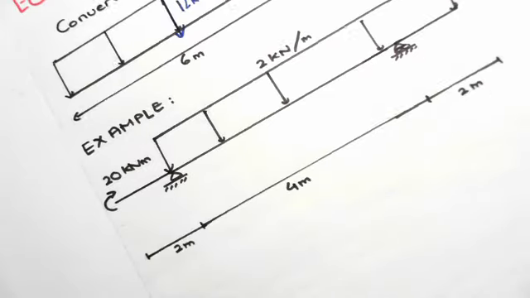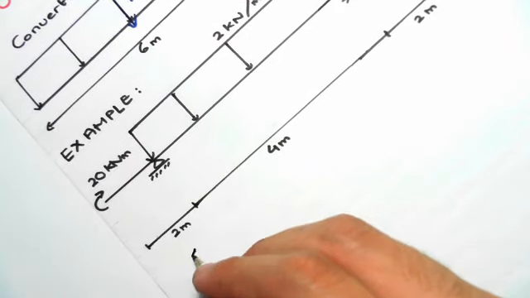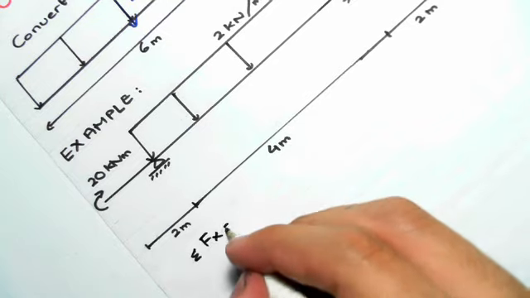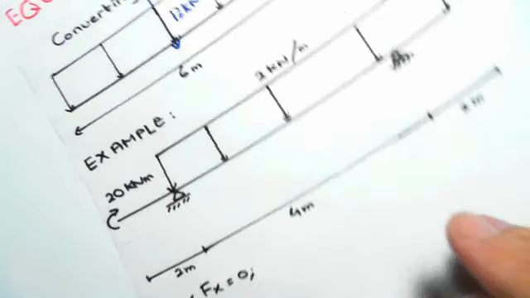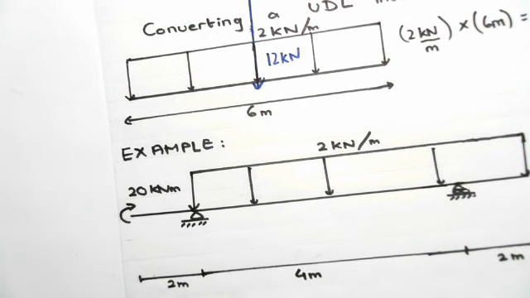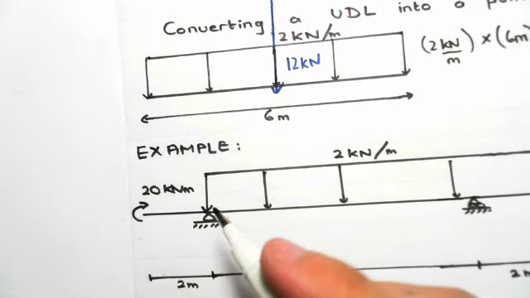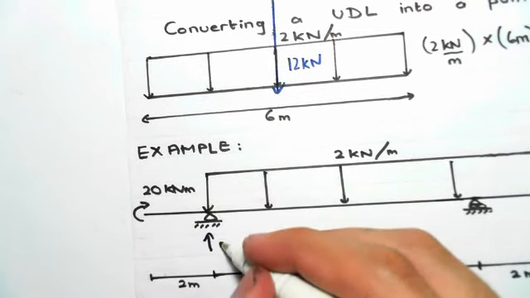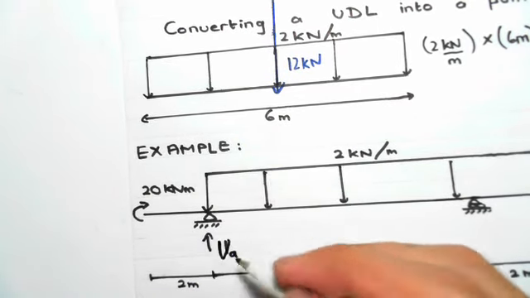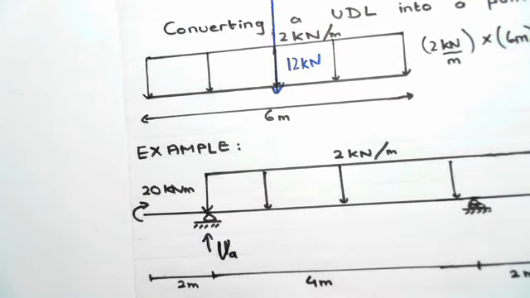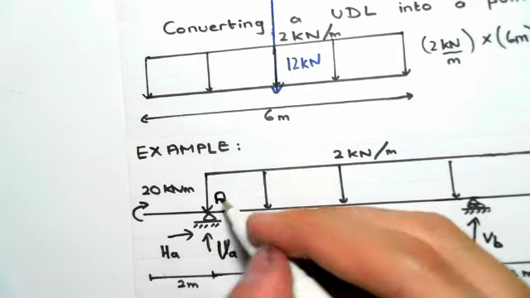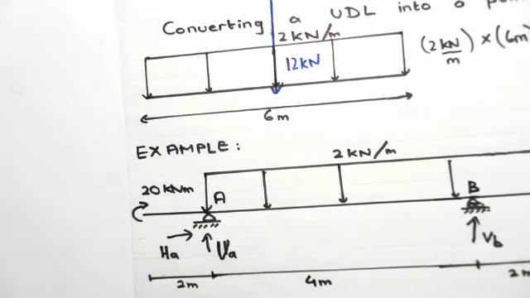So we have sigma Fx equals 0. Sorry, before I do this, we have to show the vertical and horizontal restraints. So we have a pin here. We have VA, and then we also have a horizontal restraint, HA, and we have a vertical restraint here at the roller, VB. I'll call this point A, and I'll call the point above this support B.